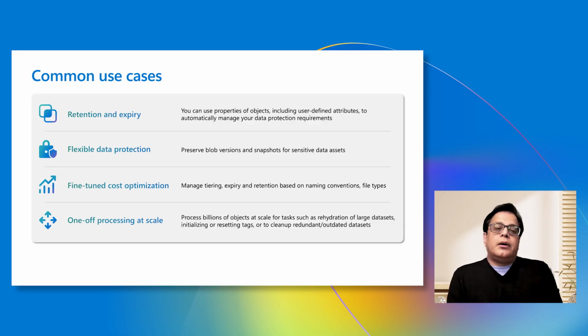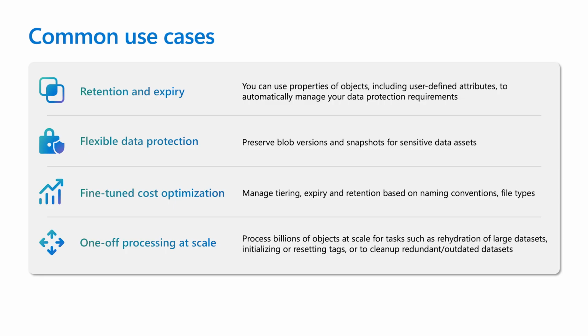The other use case that is also common is to do fine-tuned cost optimization. That includes where you want to do tiering or expiry based on, let's say, file types or naming conventions that go beyond some of the requirements that are met by lifecycle management on storage.